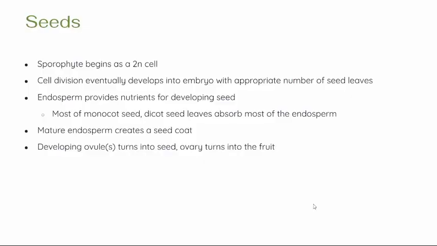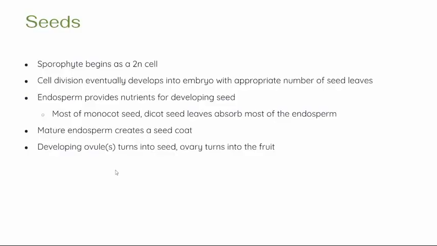Now remember this: monocots, dicots, 1 leaf, multiples of 3, or 4 or 5. Endosperm provides nutrients for the developing seed. Most monocot seeds and dicot seeds absorb most of the endosperm. When they grow up, they will leave. The seed matures with a tough coat for protection. So when they mature, they will create a seed coat, and eventually the seed will grow through it, and it will become a new plant.